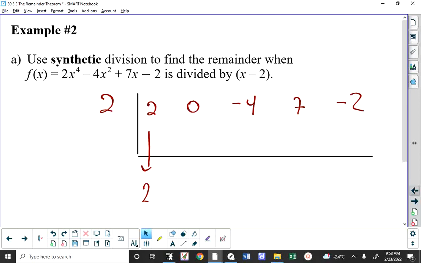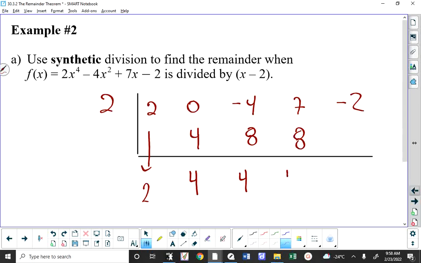So 2 times 2 gives me 4, and I add that to 0 and get 4. 2 times 4 gives me 8, and I add that to negative 4, and it gives me 4. 2 times 4 gives me 8, and I add that to 7, which gives me 15. 2 times 15 is 30, and I add that to negative 2 to get 28. I'm going to double check that, including to make sure I've written everything down correctly from the beginning. But it looks fine to me. Okay. So the answer to the question is the remainder is 28.